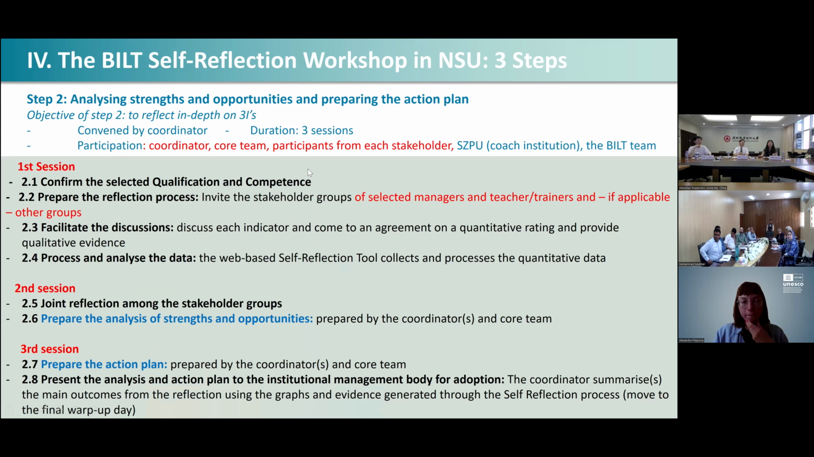So in the next step, you just need to reflect in depth on one specific competence you have chosen, and you will go through the 3I reflection process. We will give you the indicator list. There are 15 indicators about the 3Is, and you would discuss the 15 indicators, and you will fill in your results and your ratings as well as your evidence on the web-based tool. This is the main part of the self-reflection process. So I just divide this step into 3 sessions.